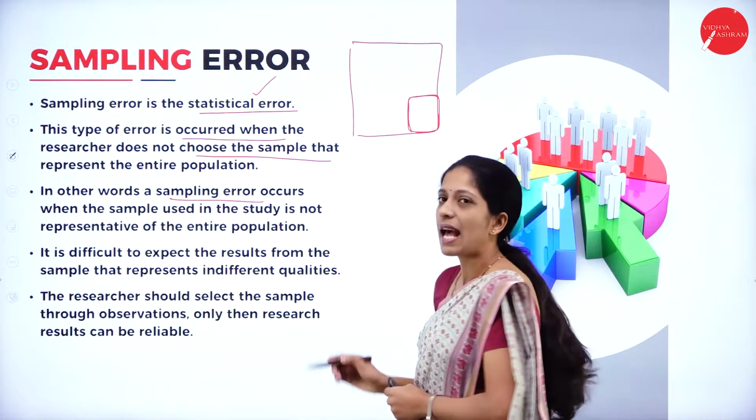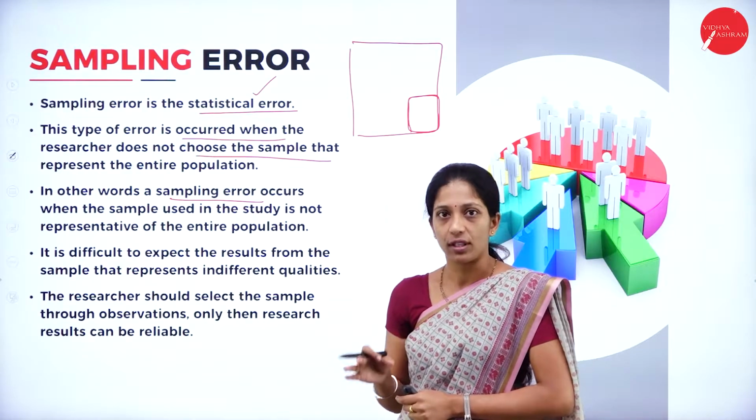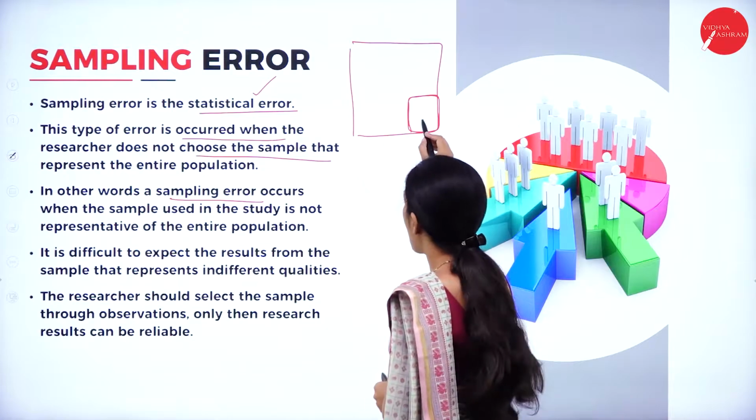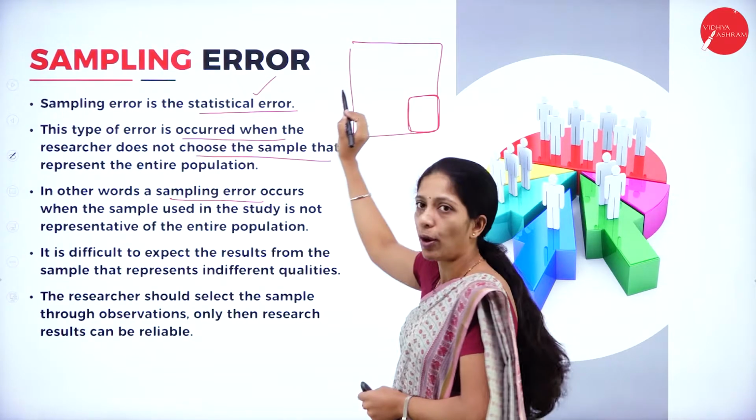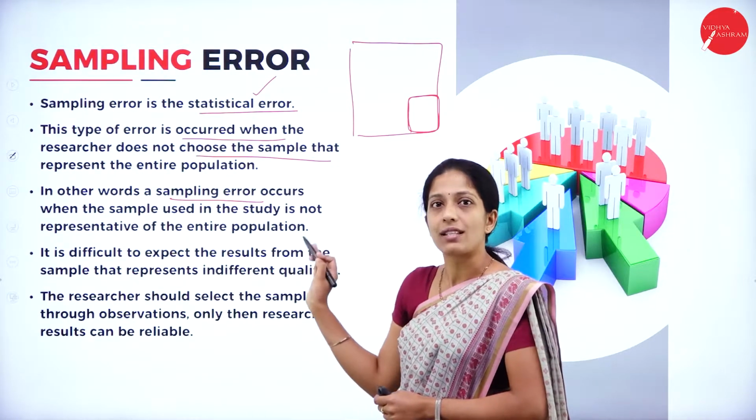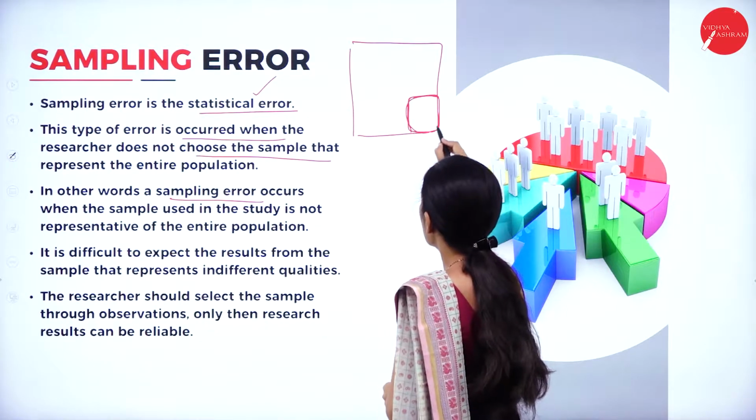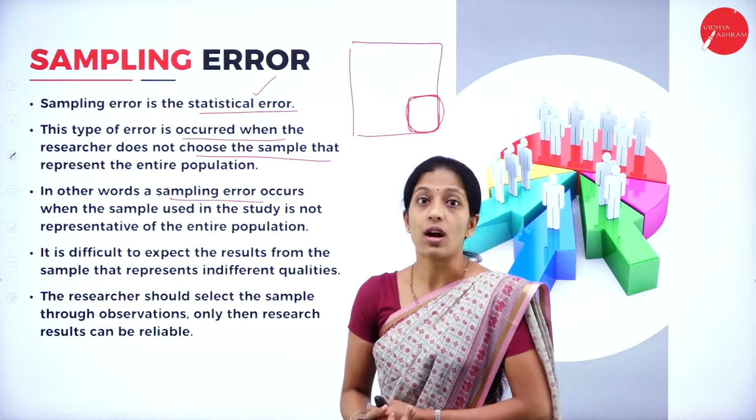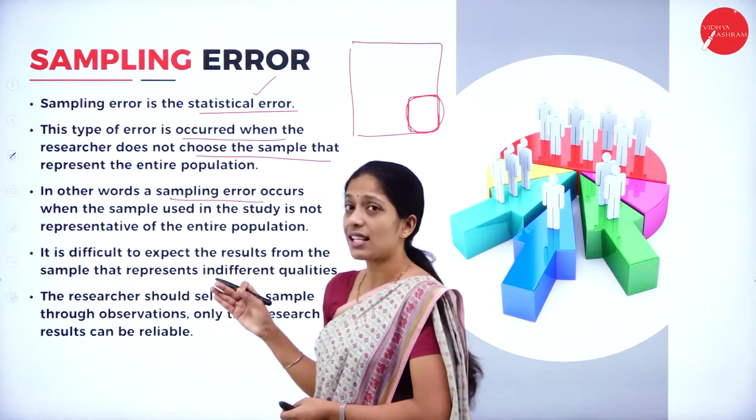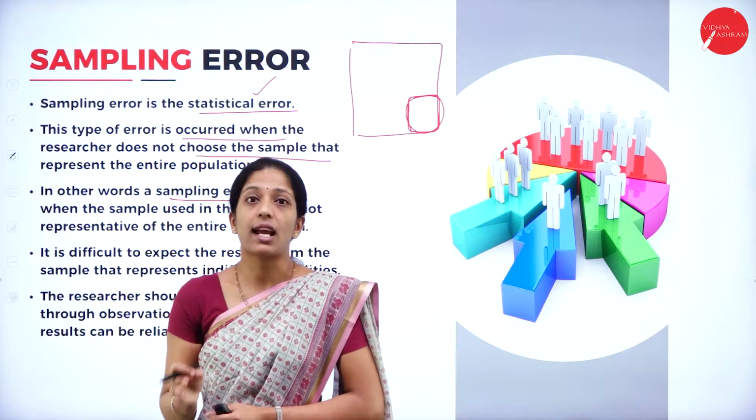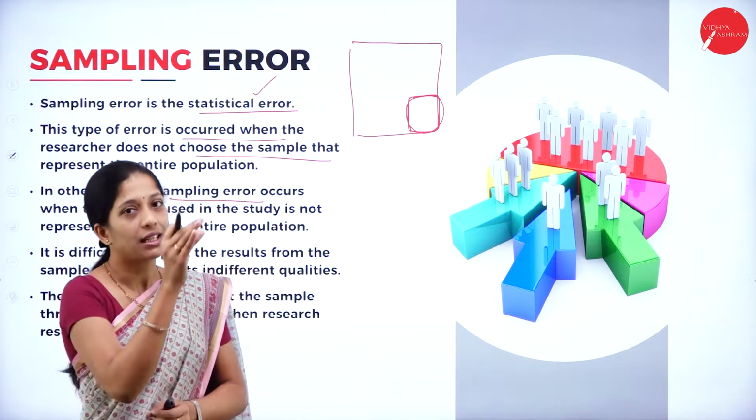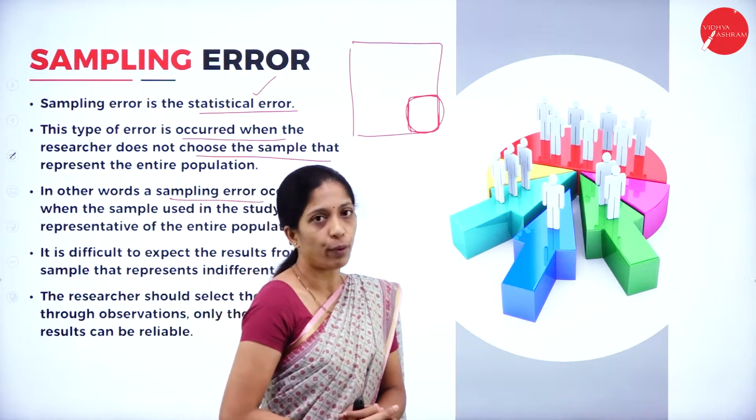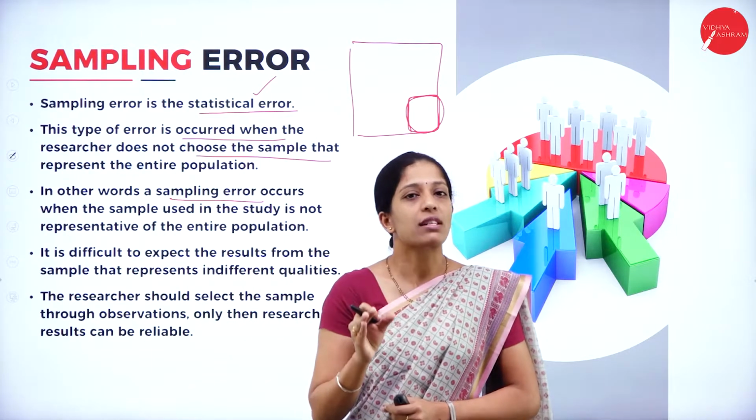So here this sample contains all types of people, that is, all groups of individuals. Now this sample will represent the whole population. Now what do you mean by sampling error? If the sample is not able to represent the whole population, then it is called what? Sampling error. In the sense, the researcher has made a mistake in one of the steps in the sampling, where the sample could not represent the whole population. Hope you are clear about sampling error.